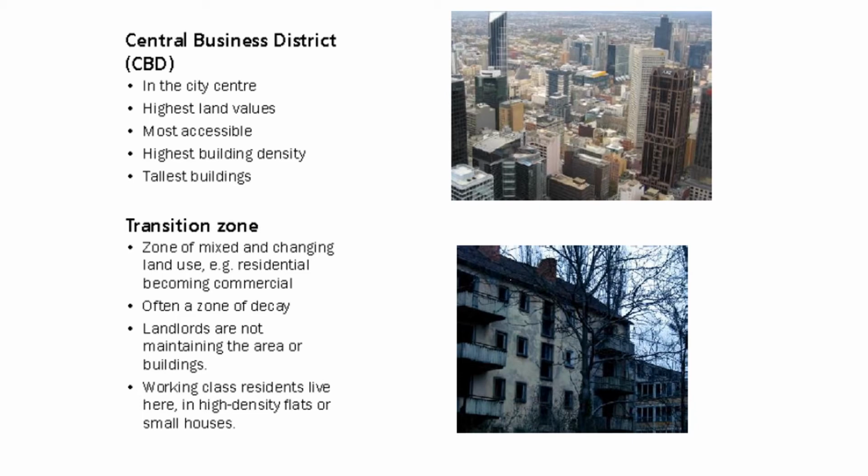Then we go on to the transition zone that we also sometimes refer to as the zone of decay. This is an area just sort of outside of the CBD, which is more for working class residents, low income residents. You'll have high density flats, very small houses, but it's not a nice area to be living in.